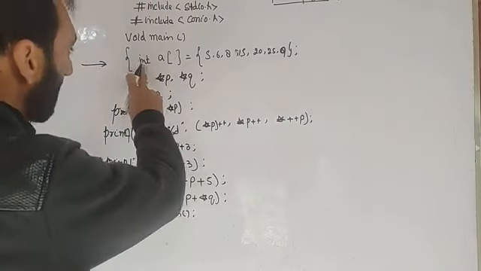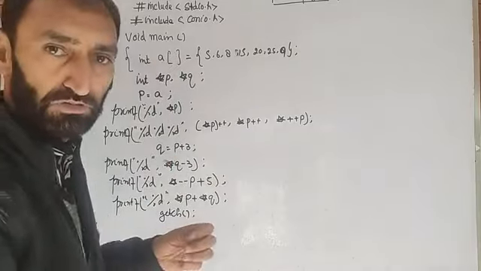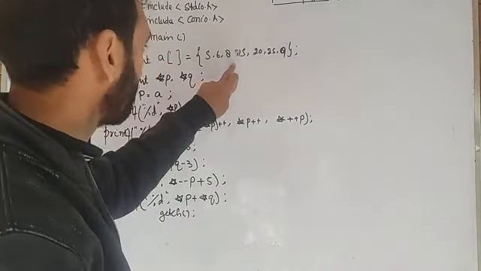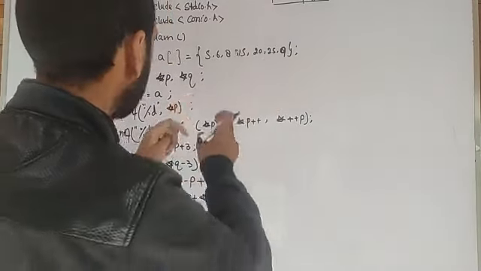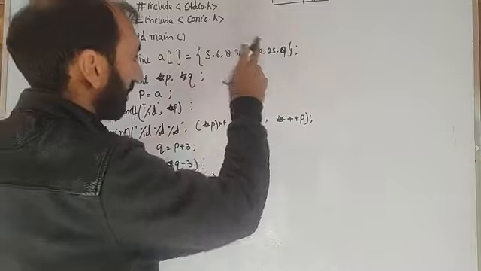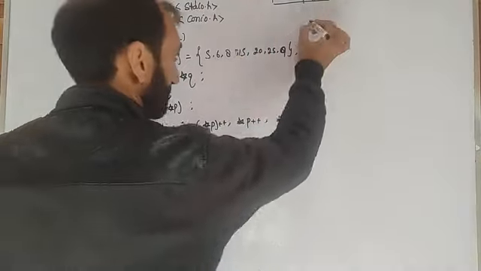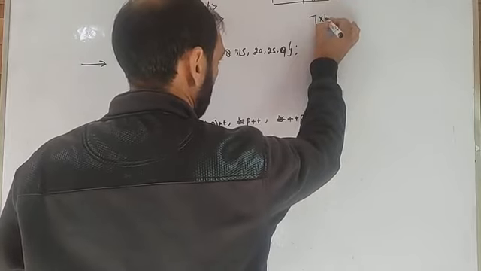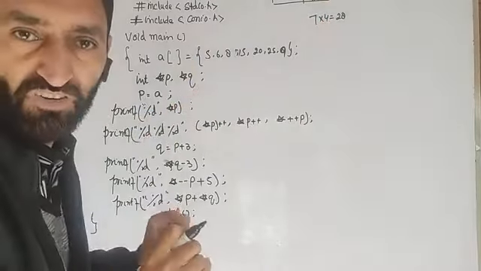Here I am going to initialize an array int A. The name of the array is A, and I am going to declare and initialize the array at the same time, that means at compile time. Here the values are 1, 2, 3, 4, 5, 6, 7. The size of the array is 7. That means 7 into 4, 28 bytes of memory will be allocated by the memory manager for this array.